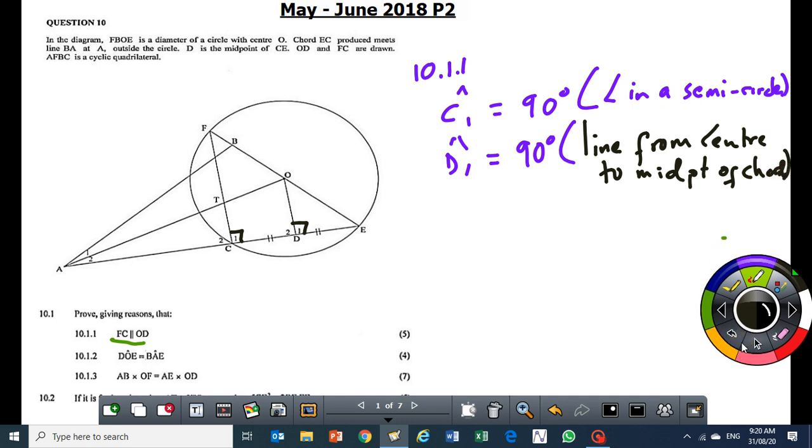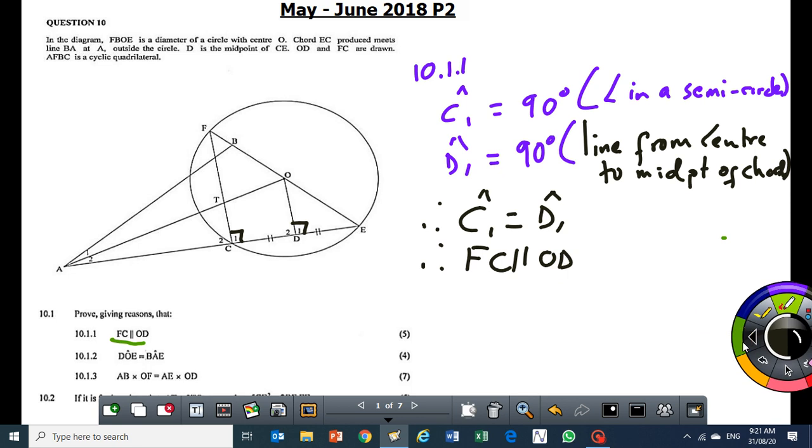Okay, so if you prove it this way, then from here, it therefore means that angle C1 will be equal to D1. Therefore, FC is parallel to OD. The reason: corresponding angles equal. Okay? Corresponding angles equal. There's no need to specify it.